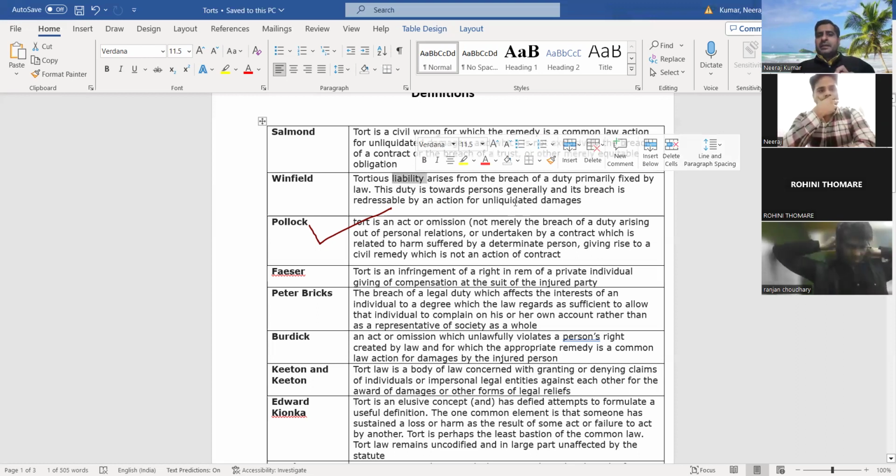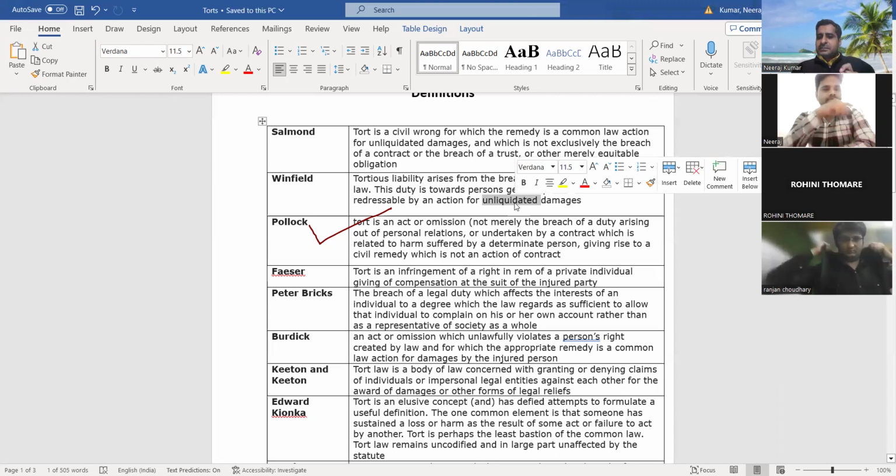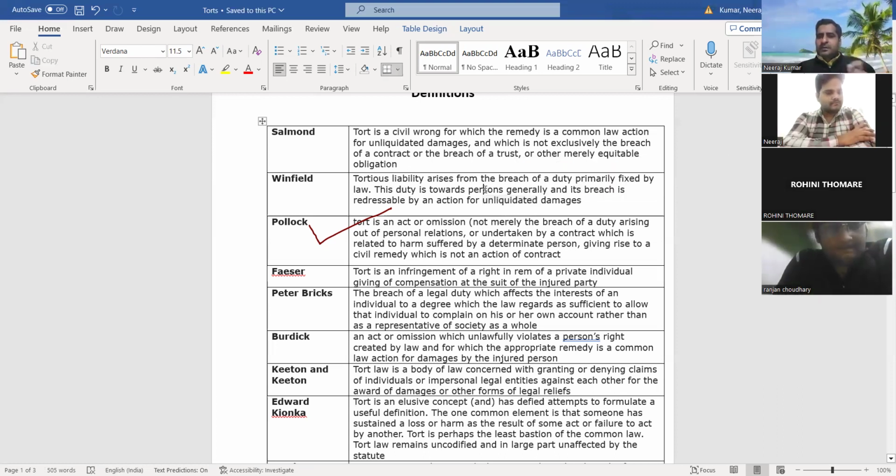And the remedies are again in terms of unliquidated damages, because it's not predefined. Nobody knows when it happened, that tort happened. But in contract, it's predefined. If there is a breach of contract, what will be the consequences? The limit is defined there in the contract. Here it's not. It's unliquidated.